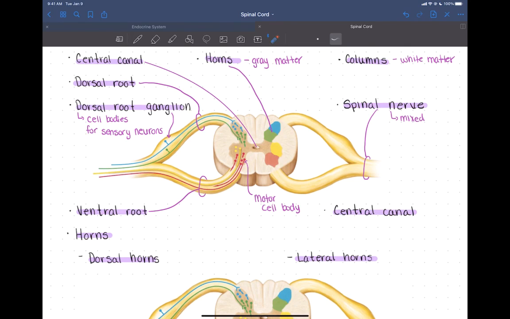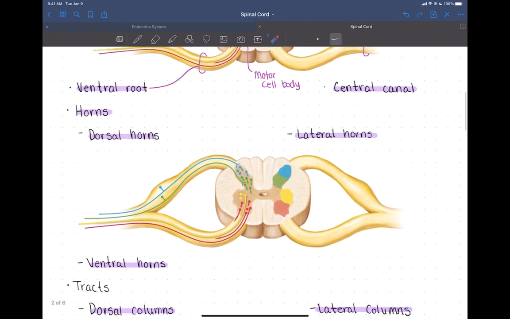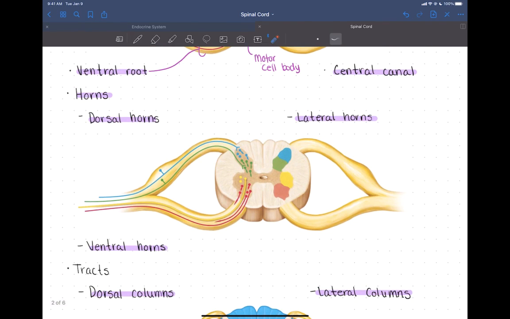Now let's talk about the names of the horns and the columns. We're going to start with our horns. These names are very simple. They're just based on location. I'm going to point out now that, depending on where you look, online or in your textbook, the names vary, because dorsal can also be called posterior, and ventral can also be called anterior. So posterior horn is the same as a dorsal horn. Ventral horn is the same as an anterior horn.